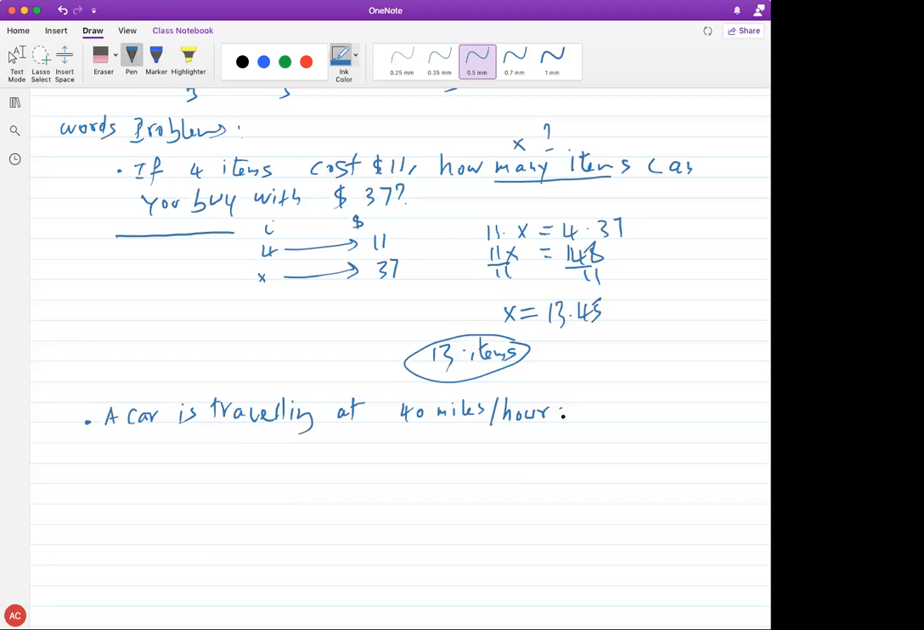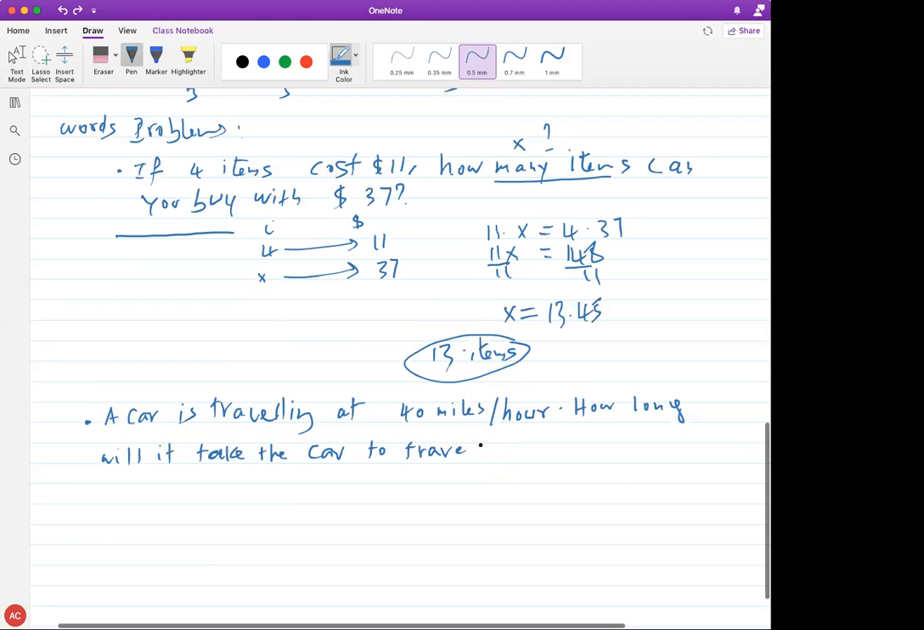And we'll say, how long will it take the car to travel, for example, some distance, or whatever, let's say 200, maybe 150, for example, 150 miles.